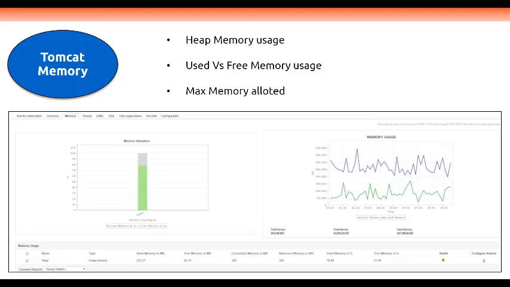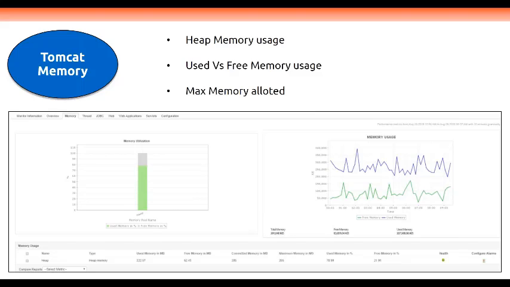One of the important metrics which a user must monitor is the memory utilization. So in the memory tab of Tomcat, we show the heap memory or non-heap memory usage along with the current used percentage and the free memory in percentage. As a user, the important metric here would be free memory in percentage.